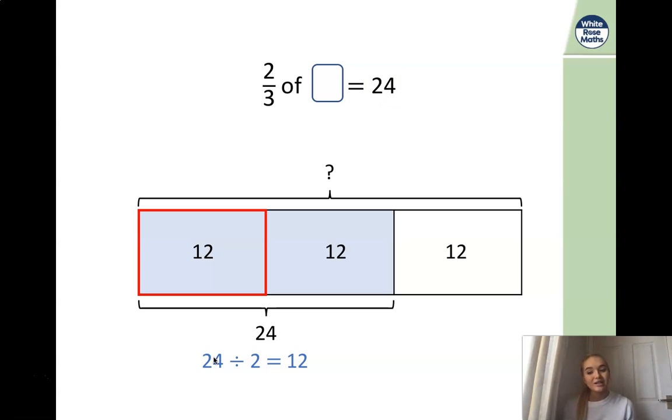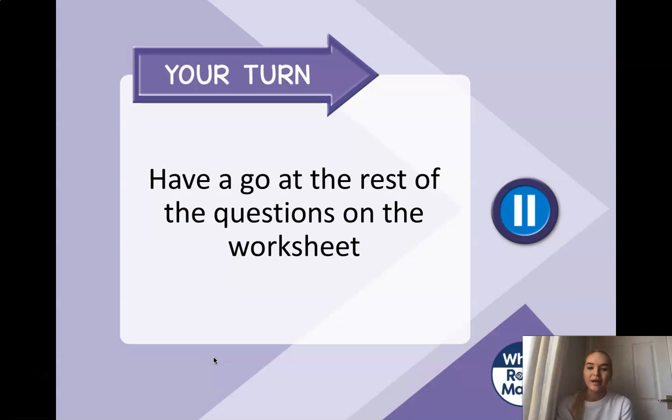Then I could either add 12, add 12, add 12 to give me my full answer, or I could do 12 multiplied by 3. Super job. 12 multiplied by 3. Can you work that out? Well done. If 10 multiplied by 3 is 30, 2 multiplied by 3 is 6, 30 add 6 is 36. And you can use your 12 or your 3 times table to help you. So that means 2/3 of 36 is 24. Super job. Can you have a go at the rest of the questions on the worksheet, please? Pause the video, off you go.